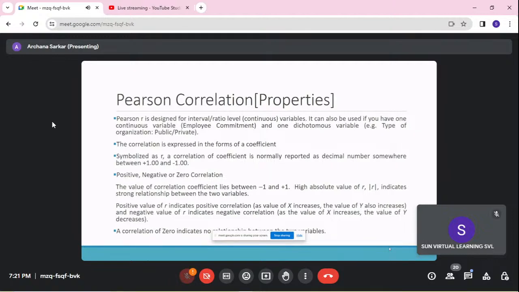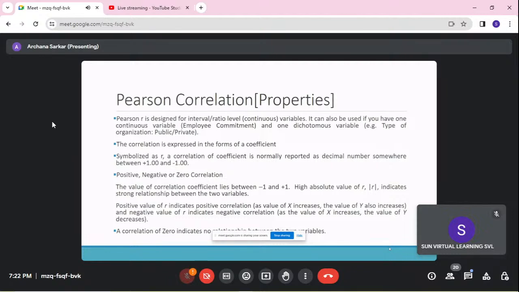A correlation coefficient is normally reported as a decimal number somewhere between +1 and -1. So again, the range for the correlation is from -1 to +1. We have a positive, negative, or a zero correlation. The value of the correlation coefficient lies between -1 and +1. A high absolute value of r indicates a strong relationship between the two variables.